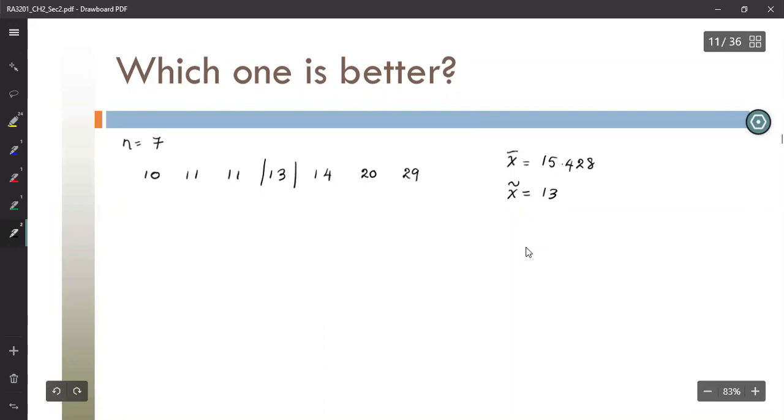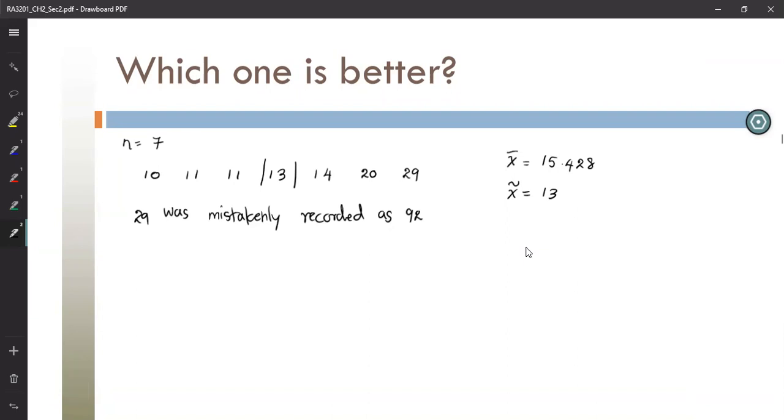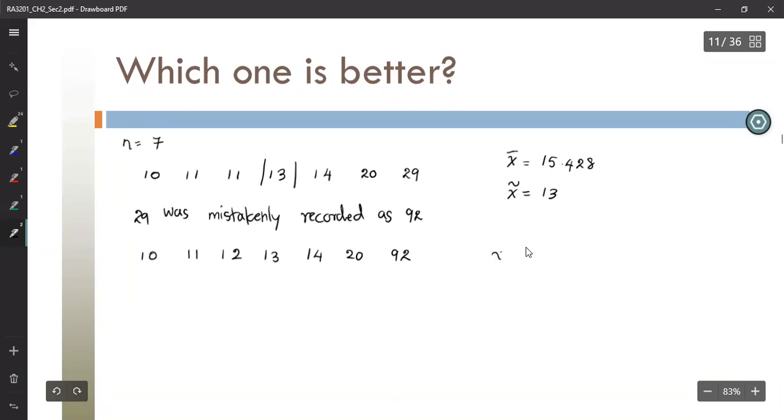Now what I'm going to do is a small change to this data set. Suppose when this data was recorded, 29 was mistakenly recorded as 92. Okay, a recording error. Now tell me what will happen to the mean and the median. Now calculate the new mean and the new median.